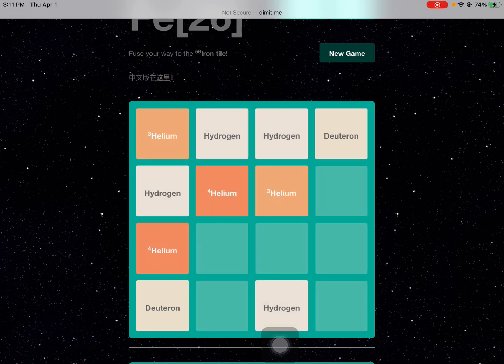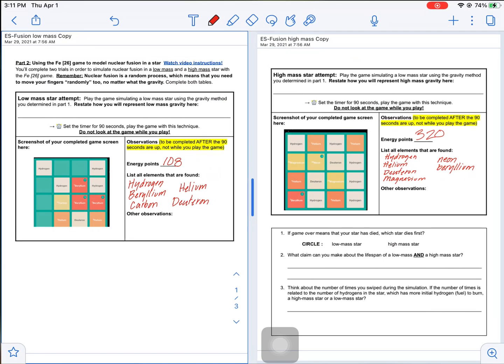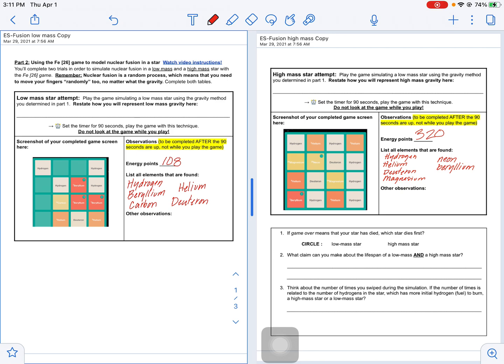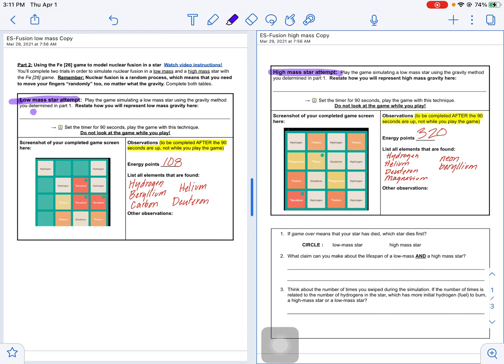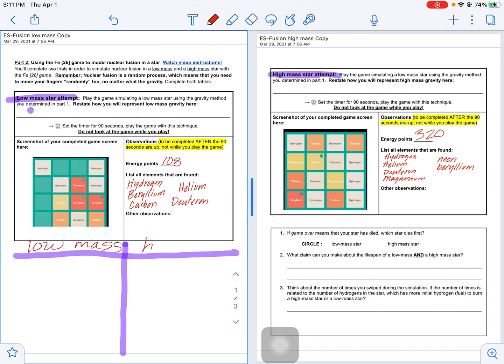Lots of different ways people came up with ideas, but those ideas were shared in your assignment by doing two simulations. One for a low mass star and one for a high mass star. And so what we did in class today was we made a T-chart here, kind of doing a little compare between those two, both low mass and high mass star.